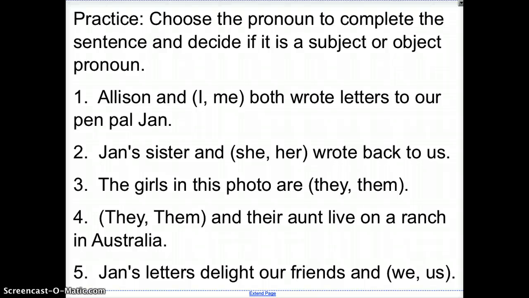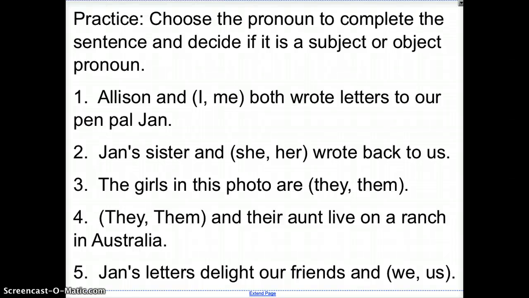Number 4, find the verb. Does it come before the verb or after the verb? What are you going to choose, subject or object? And finally, number 5, find the verb. What kind of verb is it? Is it a linking verb? Choose subject. If it's an action verb, choose object.